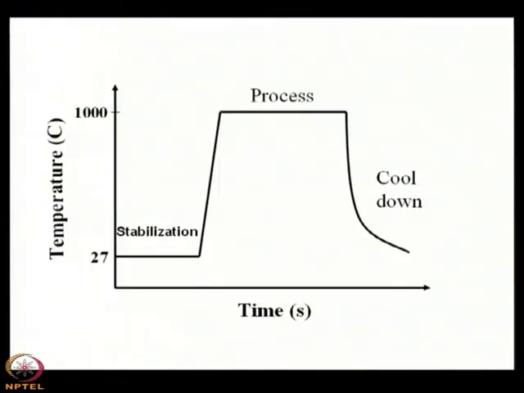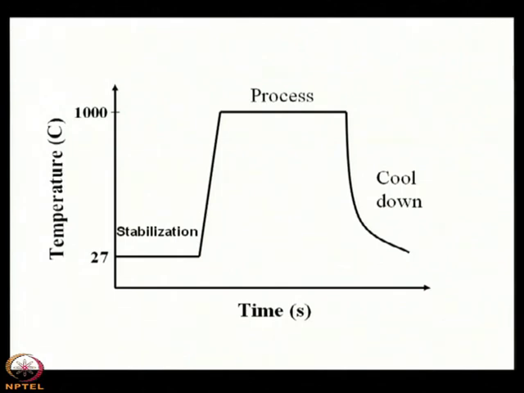large compared to the rapid thermal annealing system, because the rapid thermal annealing system is very small system which can be placed on the table top. But for furnace, you cannot make that kind of arrangement. So, these are the advantage, disadvantage of RTA and conventional system.